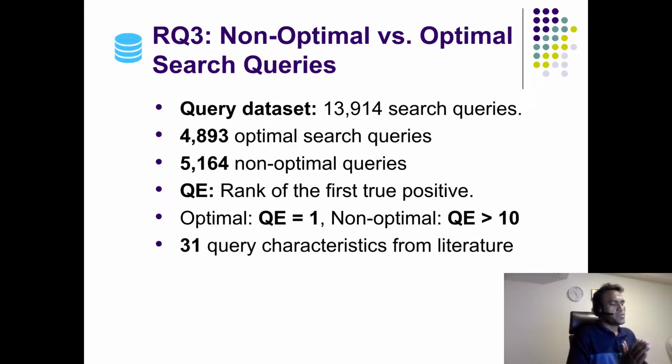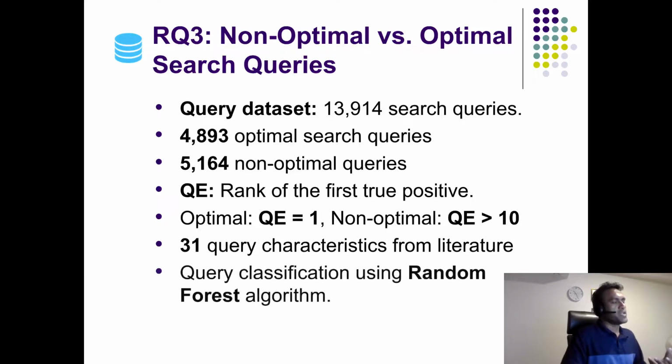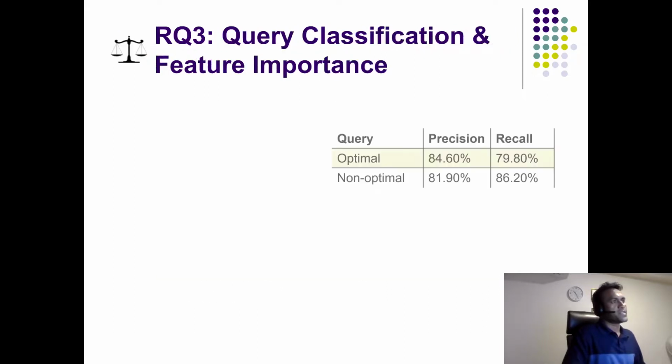And we basically collect different syntactic and lexical properties of both optimal as well as non-optimal search queries. And then we use machine learning techniques to differentiate them, right? So for our classification, we used random forest algorithm, and this is the performance. Now you see that for both optimal and non-optimal search queries, we are able to achieve around 80% precision and recall, which is very interesting.